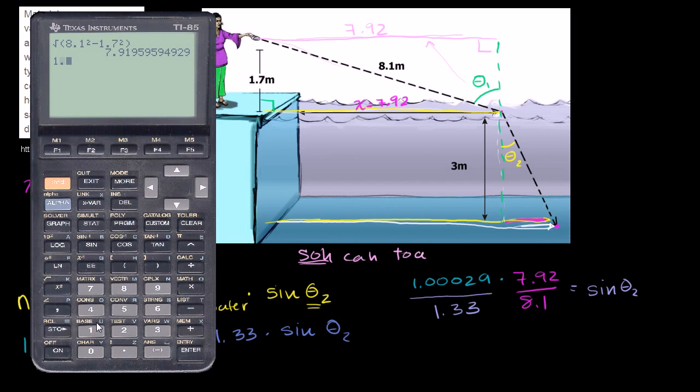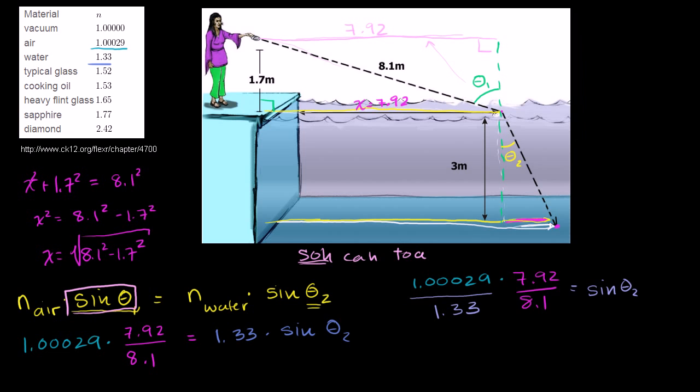So we have 1.00029 times 7.92. Actually, I could even say times second answer if we want this exact value. That was the last, so I'm going to do that. Second answer. So that's the actual precise value, not even rounding. And then we want to divide by 1.33, and then divide by 8.1. And we get that. And that's going to be equal to the sine of theta 2.